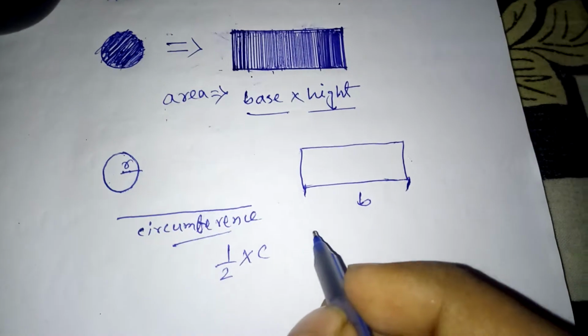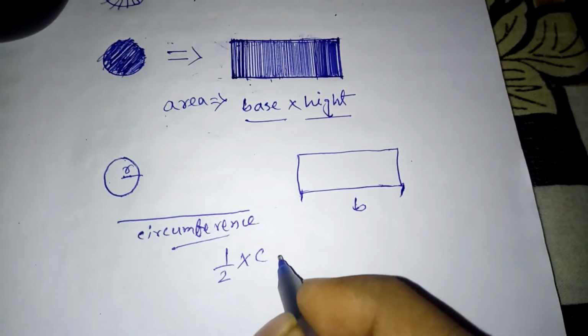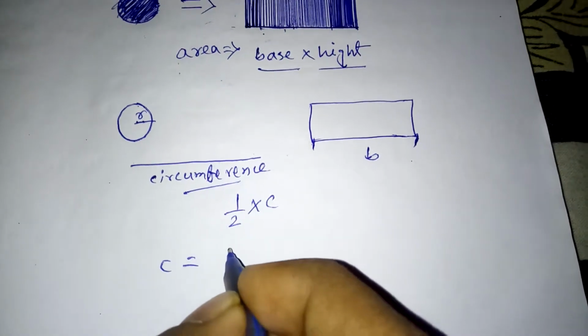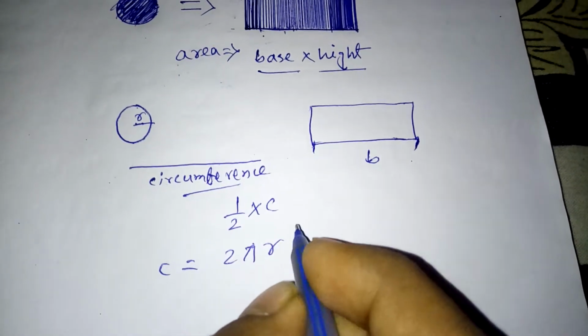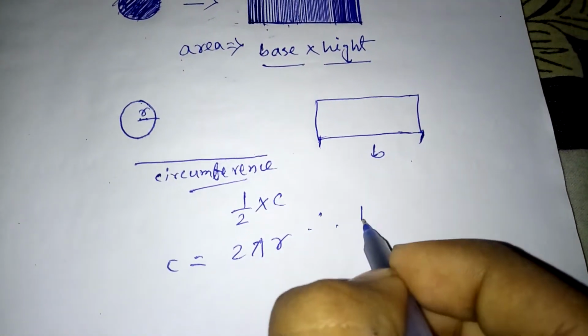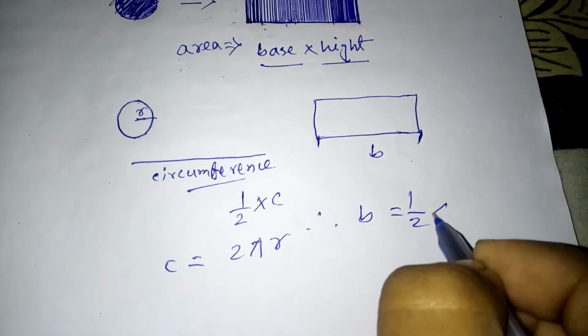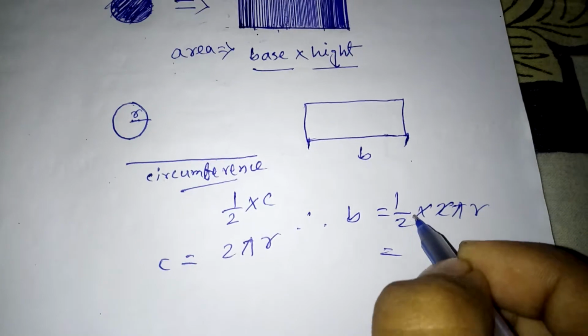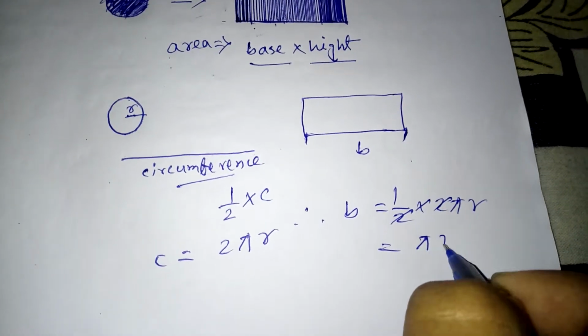So we know the circumference of a circle is 2 pi r. Therefore, the base will be half into 2 pi r. Now the 2 and 2 will cancel, and it will be pi r.